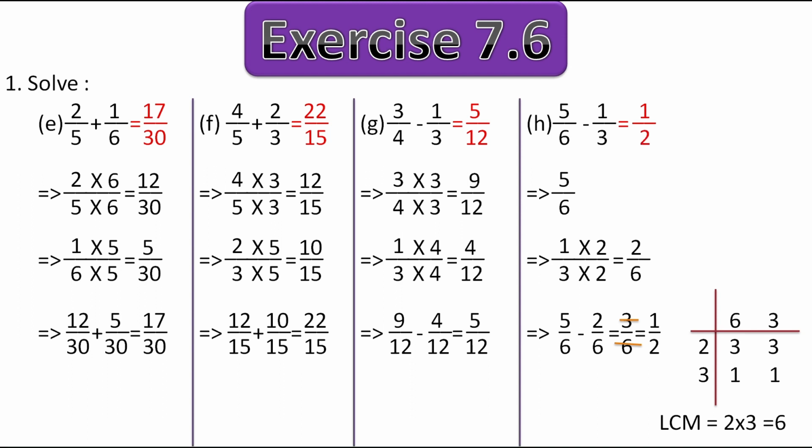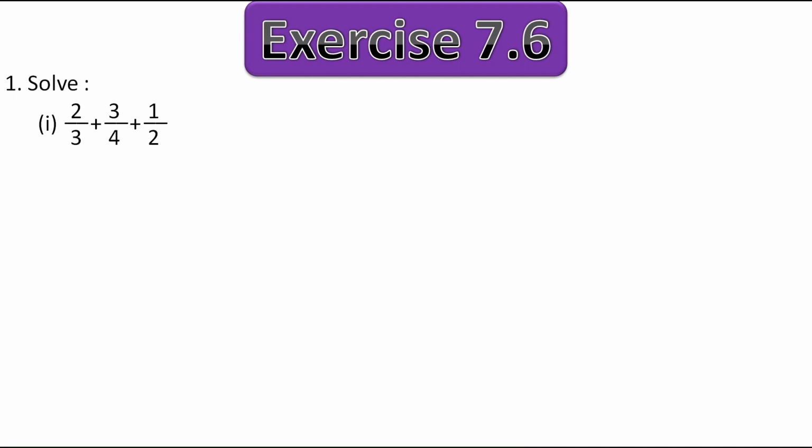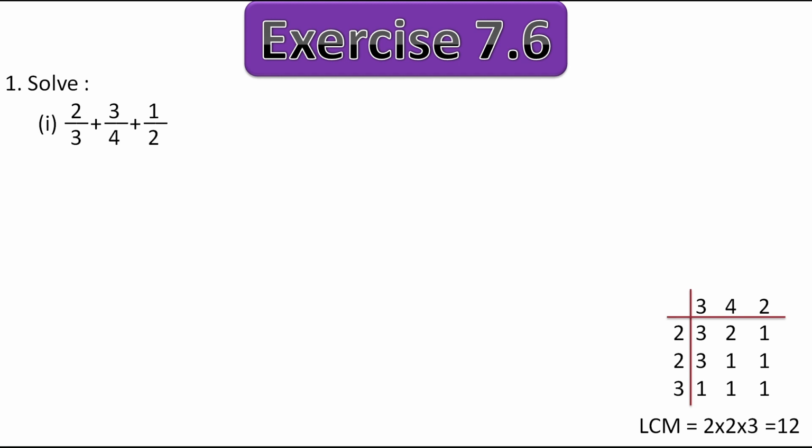Okay. Now let's move to the next one, that is I. 2 upon 3 plus 3 upon 4 plus 1 upon 2. Now here we have to find the LCM of 3, 4 and 2. First I'll take 2. So 2 2s are 4, 2 1s are 2, and again 2 1s are 2. Now I'll take 3, 3 1s are 3. So the LCM is 2 into 2 into 3, which is equal to 12.